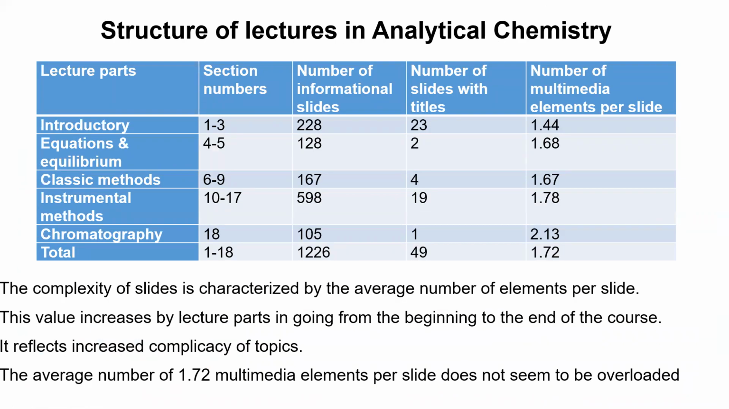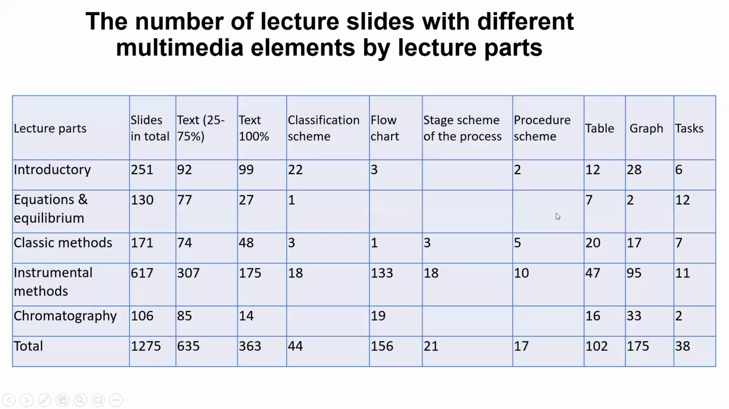We analyzed the structure of lectures in analytical chemistry. The design of the lecture presentation was not too complicated. Virtually all slides involve around 2 electronic resources per slide. The complexity of slides is characterized by the average number of elements per slide. And you see our results. And the other slide demonstrates the number of lecture slides with different multimedia elements by lecture parts.